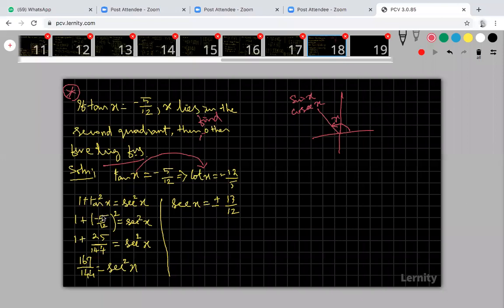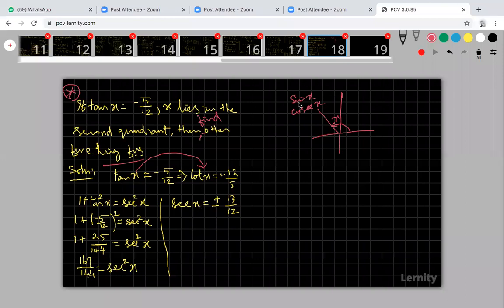This is 1 plus, and this is minus 5 by 12, that is the given tan x. Minus 5 by 12 the whole square. This is 25 by 144. Cross multiply, 169 by 144. That is your secant square. But secant x is equal to plus or minus 13 by 12.